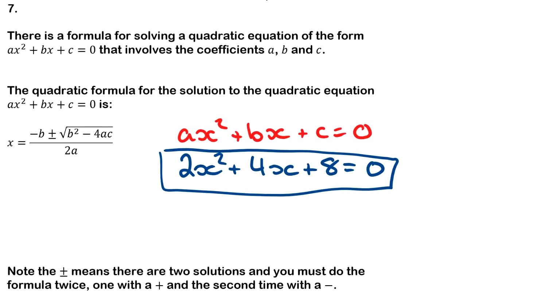Now, note, the symbol plus or minus means that there are two solutions and you have to do the formula twice, one with a plus and the second time with a minus. Now, if you're putting it in the calculator, don't delete it and re-enter everything again once you get one of them. Let's say you do the plus first. Use your arrow keys on your calculator to go back and just change the minus. You don't have to re-enter everything. You can if you want, but you don't have to if you want to save some time.